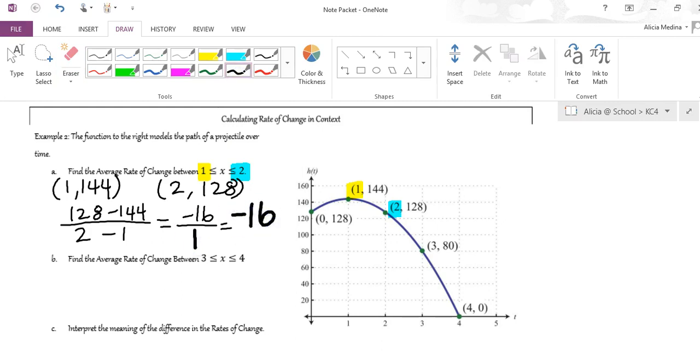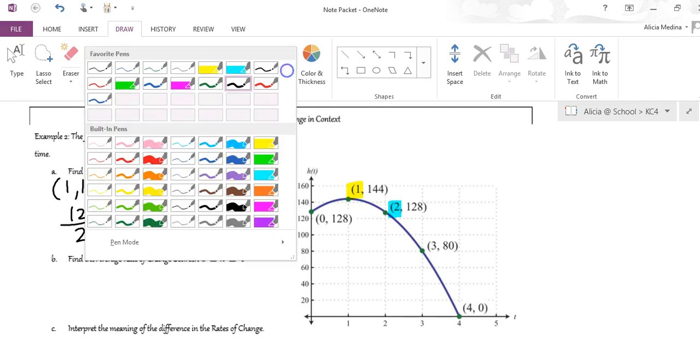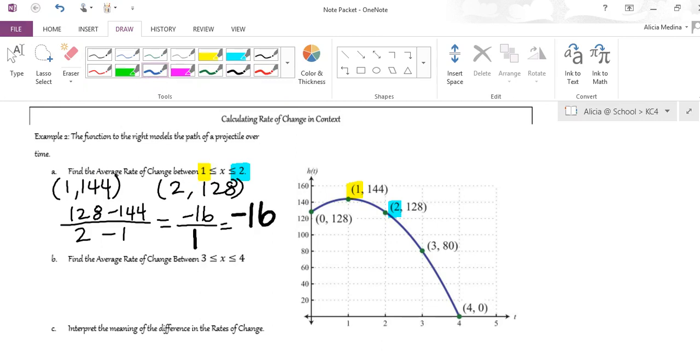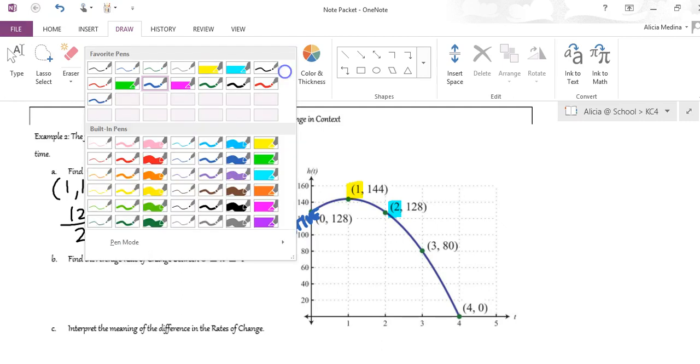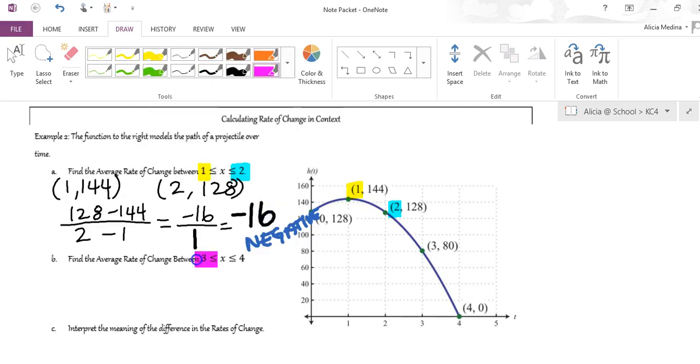So what does that tell us? Well, the 16 is negative, right? So above, what did we say that meant? Negative means it's going down, right? Or going backwards. Now find the average rate of change between 3 and 4. Again, these are x values. When x equals 3, that's going to be this point right here. And when x equals 4, that's going to be this point right here. So those are the two points I use for my average rate of change.